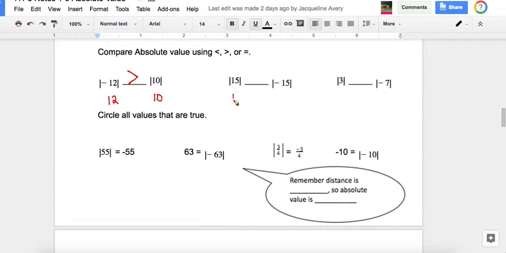Absolute value of 15 is 15. Absolute value of negative 15 is also 15. So how do those compare? Hopefully you were thinking equal. And the last one, absolute value of 3 is 3. Absolute value of negative 7 is 7. So how does 3 compare to 7? Hopefully you said less than. Okay, so now we need to circle all the values that are true. So take a quick look at these and circle all of the ones that are true.